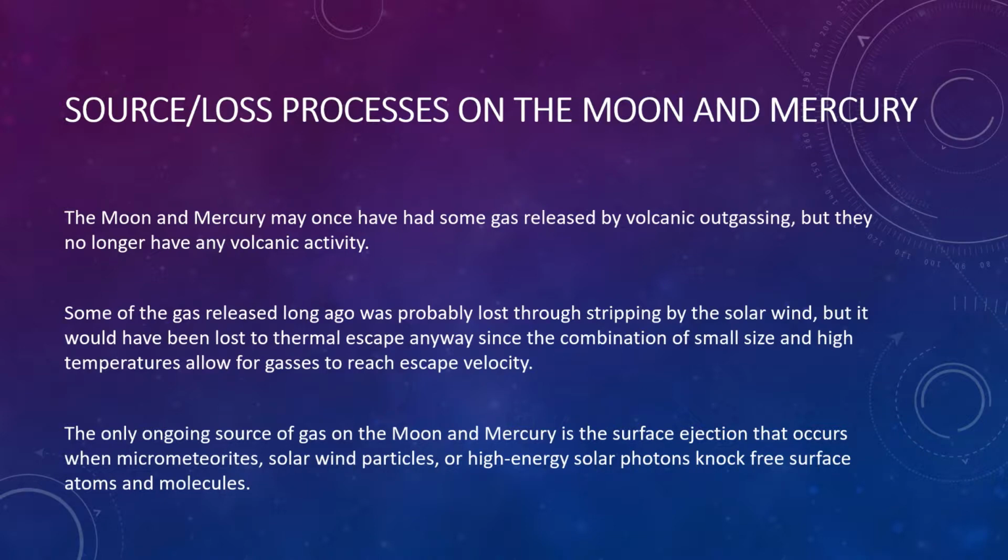The only ongoing source of gas on the Moon and Mercury is the surface ejection that occurs when micrometeorites, solar wind particles, or high-energy solar photons knock free surface atoms and molecules. This gas never accumulates because it is lost as quickly as it is gained. Some of the relatively few particles released from the surface are blasted upward fast enough to achieve escape velocity and therefore escape directly into space.